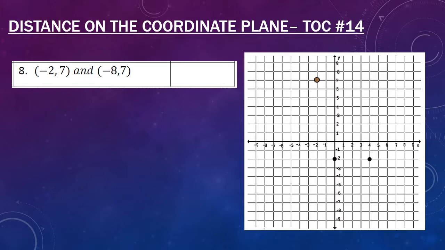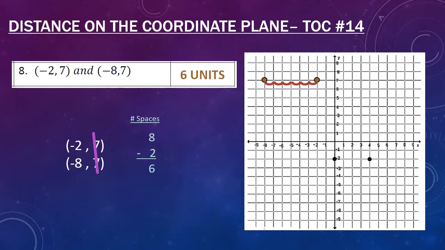Last one, we're going to do negative 2, 7, and then negative 8, 7, and then I would count 1, 2, 3, 4, 5, 6. It's 6 units apart. And if I look at these, I cross out the 7. The absolute value of negative 2 is 2. The absolute value of negative 8 is 8. But this one I'm going to subtract because they're on the same side and in the same quadrant. So I would just subtract 8 minus 2 and get 6. Don't forget, subtract the spaces when they're on the same side of the axis or in the same quadrant.